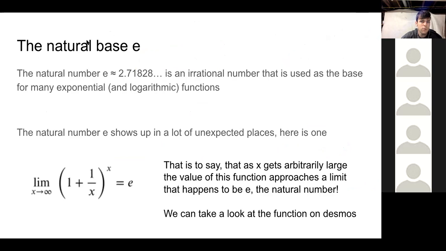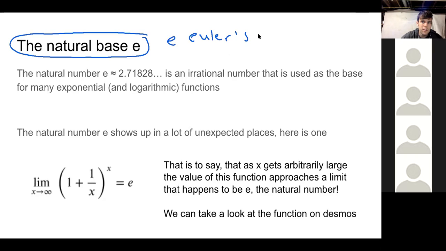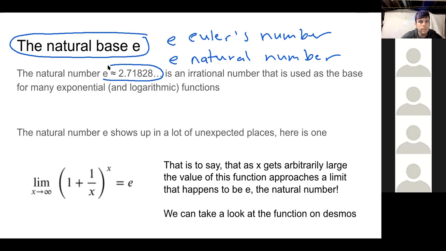Before we do that, though, there's a really important thing called the natural base, E. E is called a couple different things. It's called Euler's number, or Euler. That's why it's E. It's also called the natural number. E just shows up in a lot of places unexpectedly. It is an irrational number, 2.71828. It's irrational, so it's non-repeating. It just keeps going on forever.